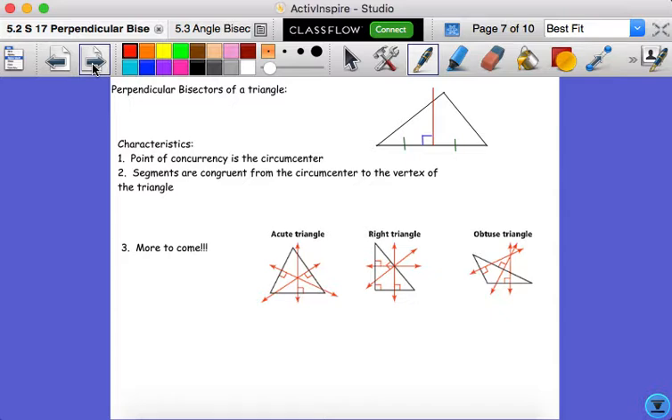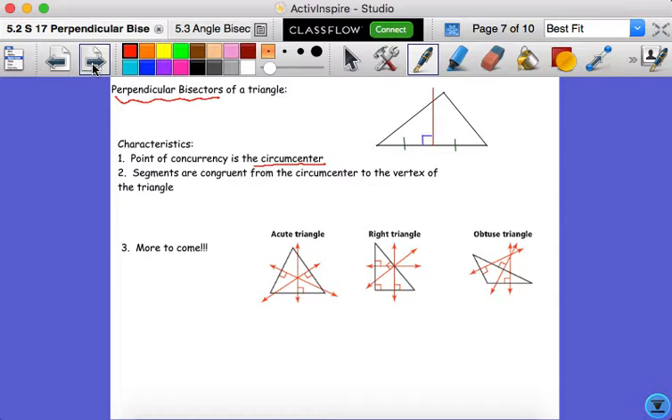So a perpendicular bisector of a triangle, all of those perpendicular bisectors, if we drew them for every single side of the triangle, they're going to meet at a point of concurrency that we're going to call the circumcenter. The segments from the circumcenter to the vertex are always going to be congruent. We're going to have a little bit more information to fill in as we go. So this unit is going to be really heavy on memorization. So what we want to start associating are perpendicular bisectors with their point of concurrency, which is called the circumcenter.